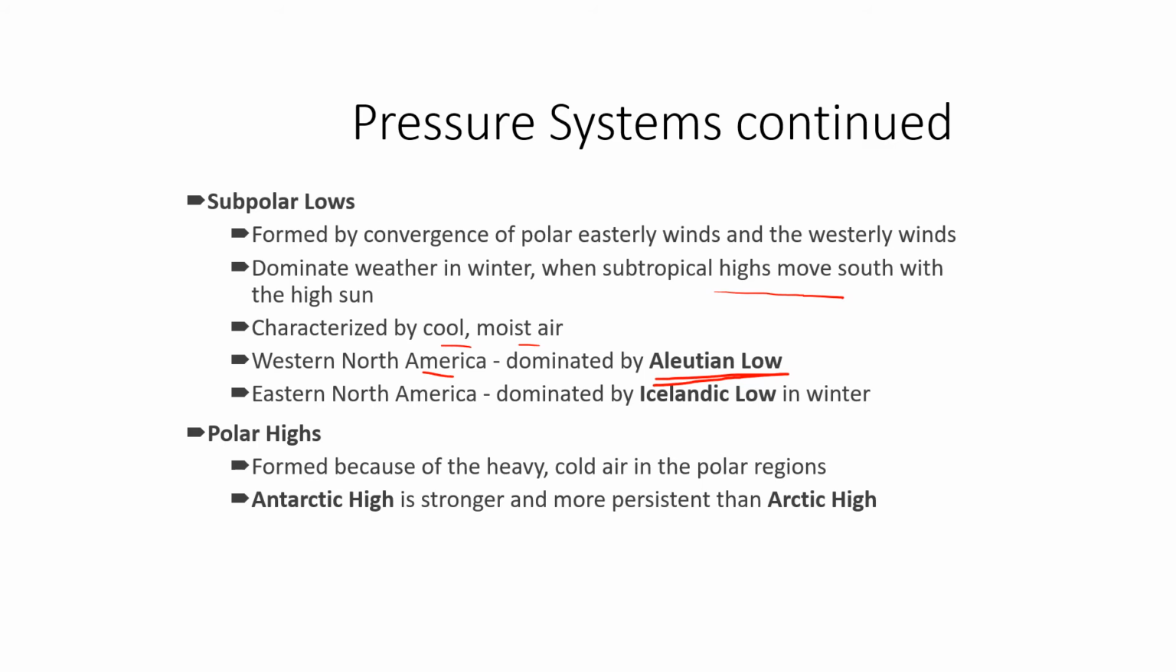Eastern North America is dominated by the Icelandic low in the wintertime. The polar highs, heavy cold air in these polar regions, that's the Antarctic high and the Arctic high.